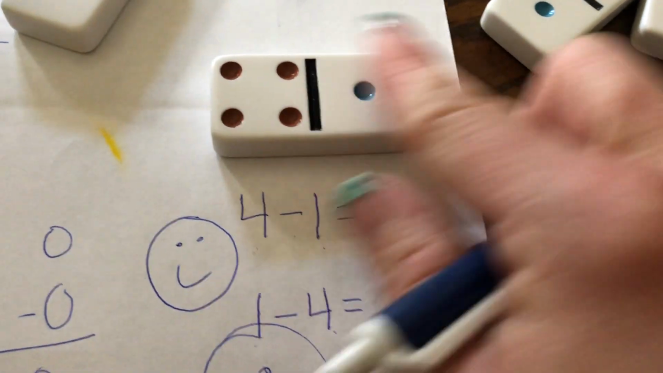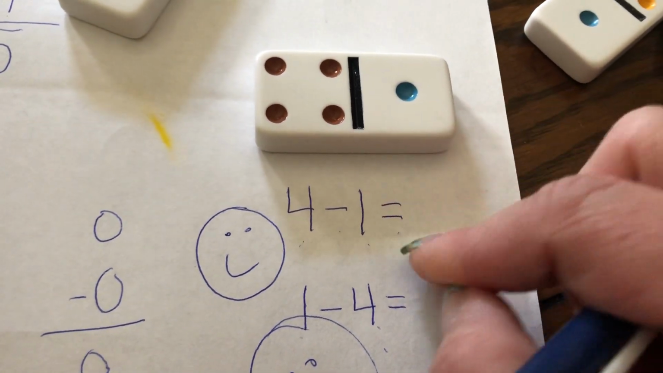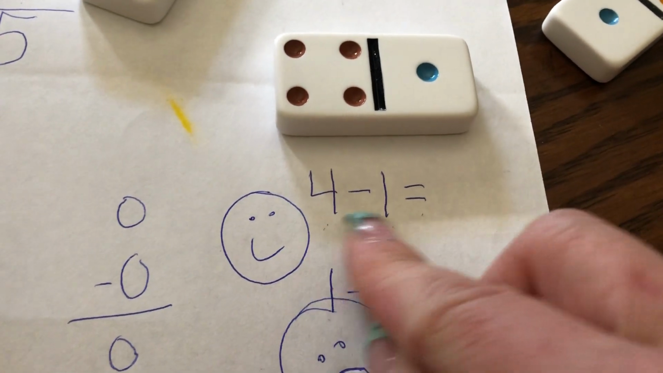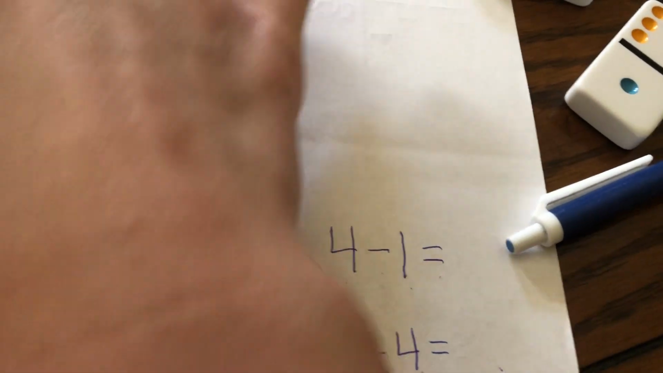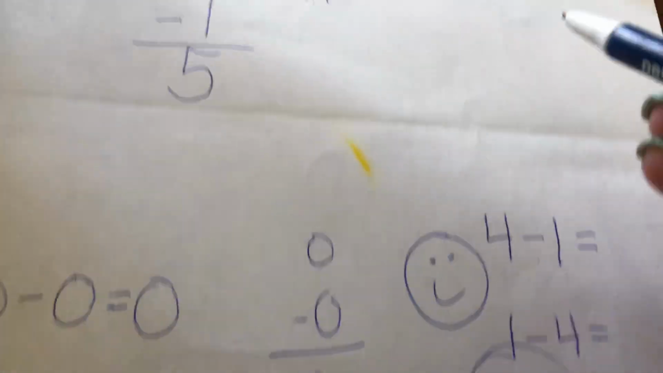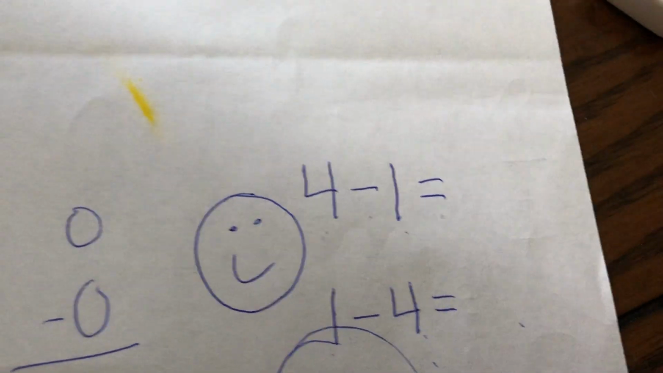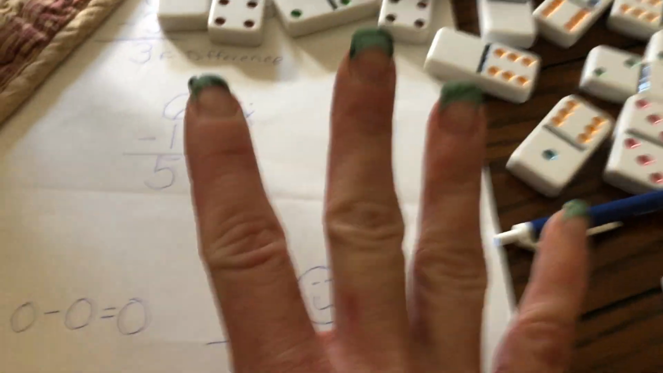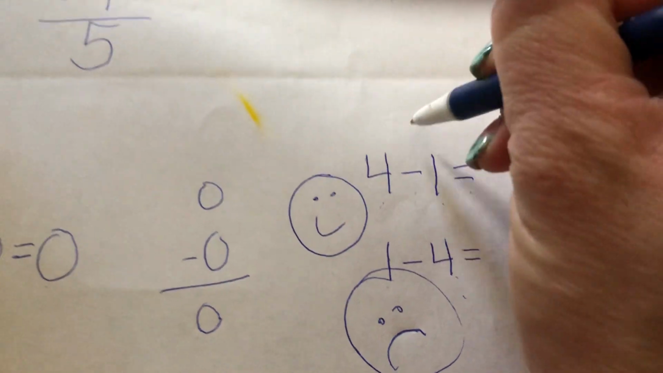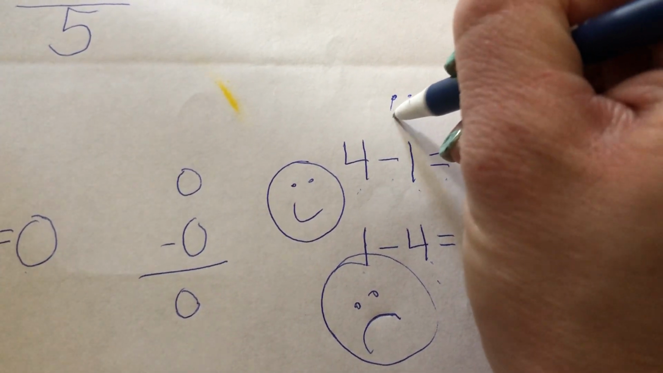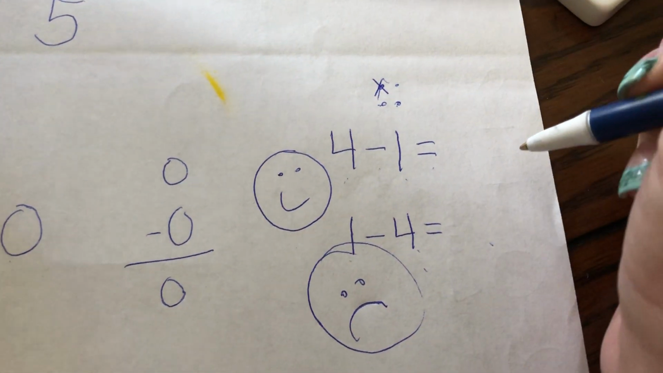Since we can't really erase the dots on our domino to take it away, let's see if you can think of a way to find the difference or the answer of 4 minus 1. I guess you could cover up dots on dominoes, or you could draw your own and cross them out like we did with the 6 minus 1. You could also put up 4 fingers. Take away 1. 4 dots. Take away 1. Count how many are left.